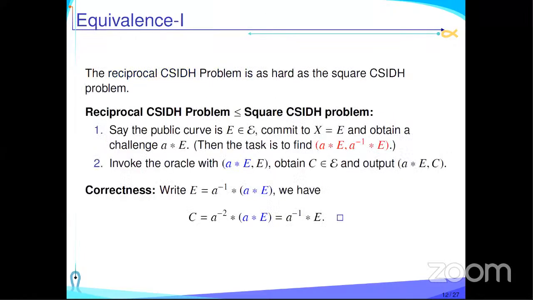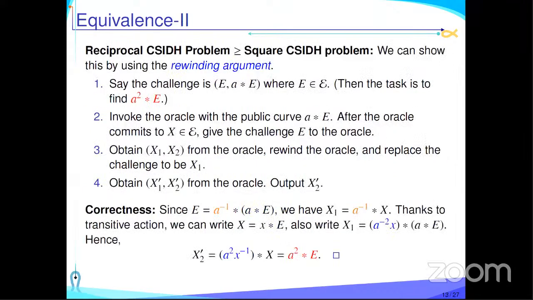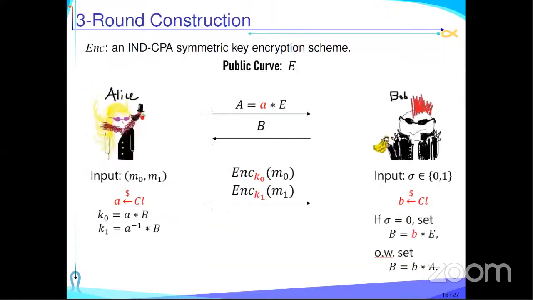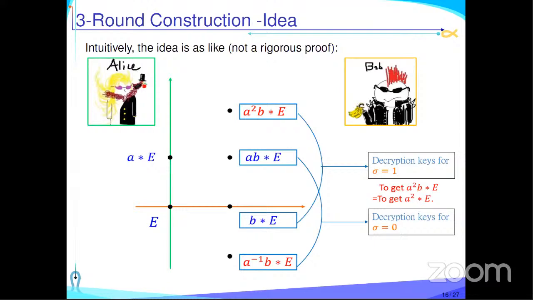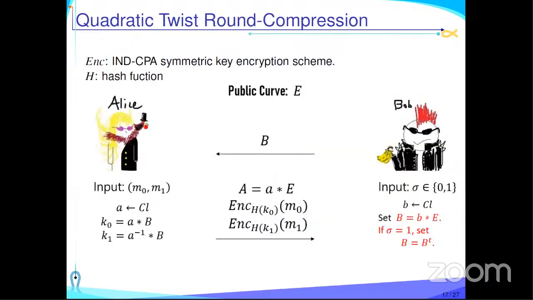And we show that this reciprocal CSI problem is as hard as the computational CSI problem if the order of the ideal class group is given. Then our construction starts from a 3-round construction, and then we use quadratic twist to compress the construction as a 2-round construction.